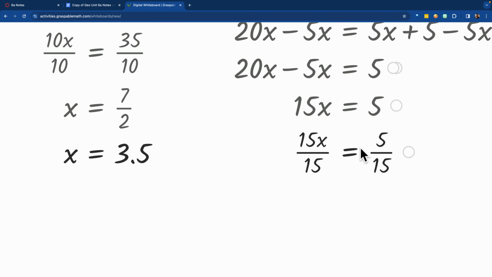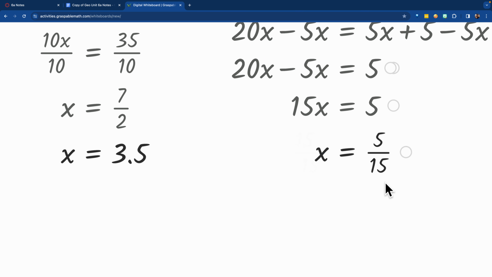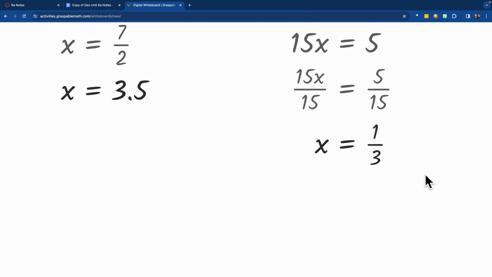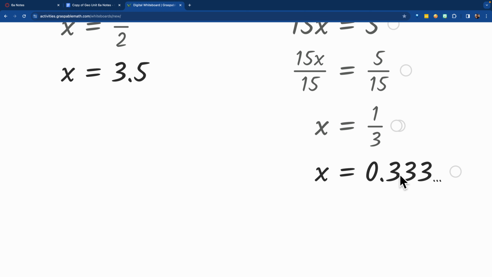So I clicked on the equal sign, click divide by 15, and I get x equals 5 over 15, which is a completely acceptable answer. But for your assessment, since you can't use symbols like a divide or slash, and you got to type in just a numerical value, you want to get all the way down to the decimal approximation.